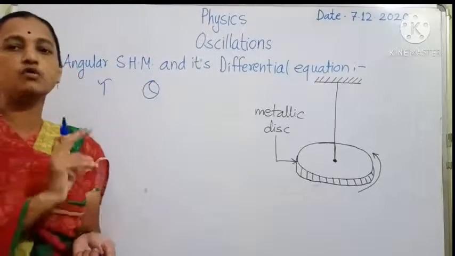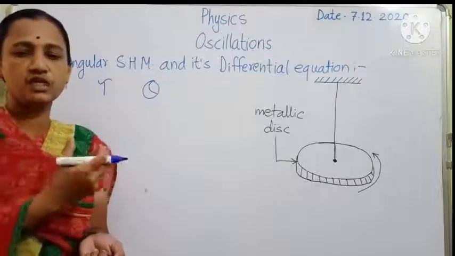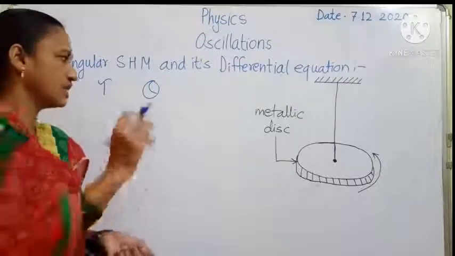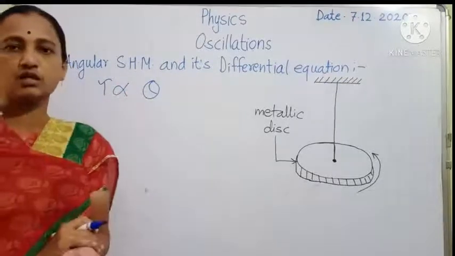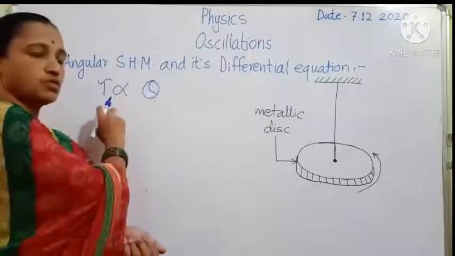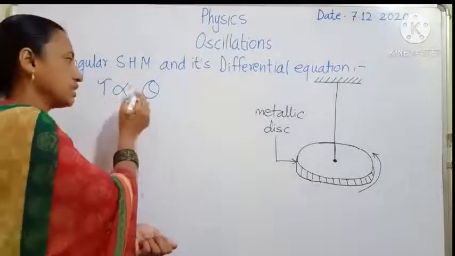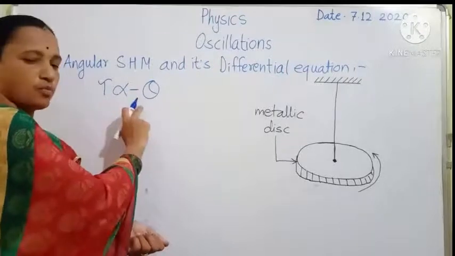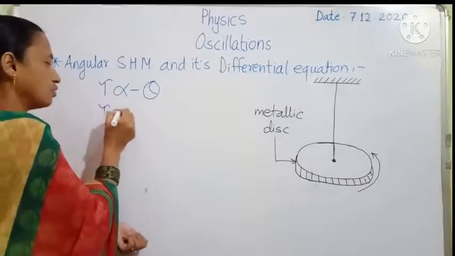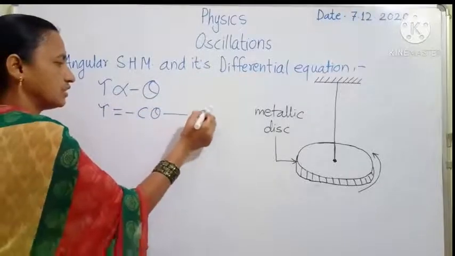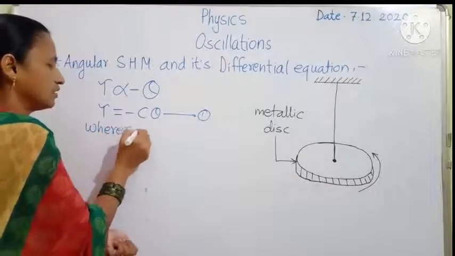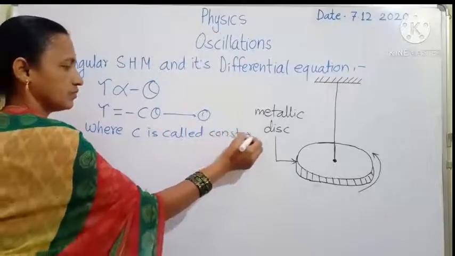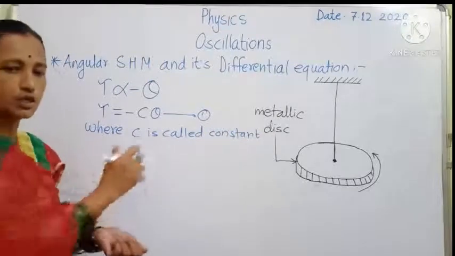When we release the metallic disc, a torque is produced, and this torque is proportional to theta, the angular displacement. The directions of the torque and the angular displacement are opposite to each other. So we write tau is directly proportional to minus theta, or tau is equal to minus c theta, where c is a constant, known as the restoring torque constant.